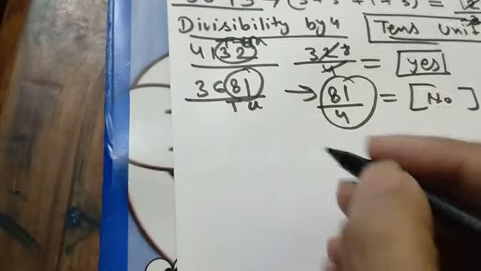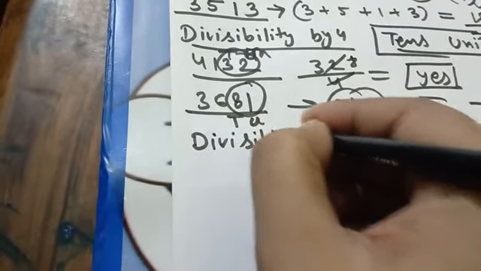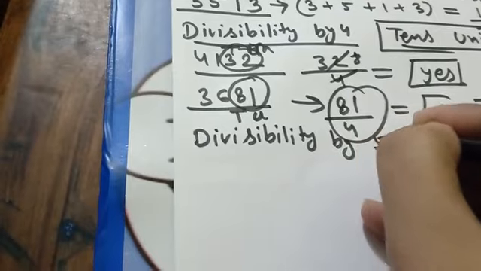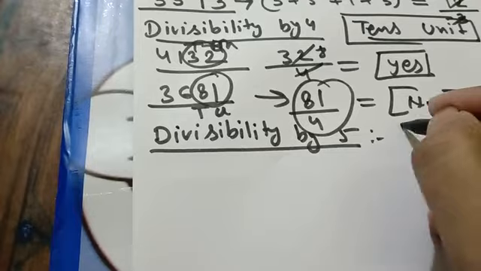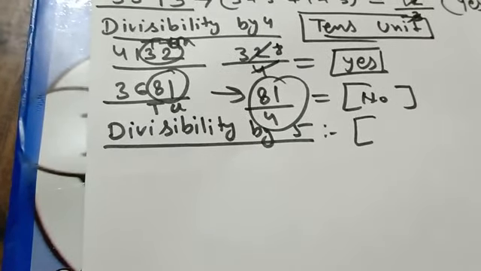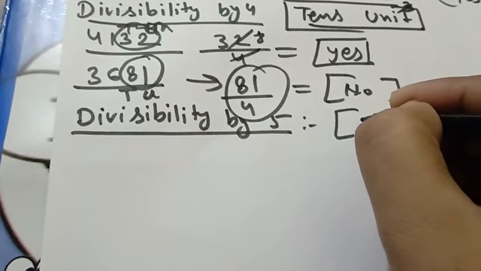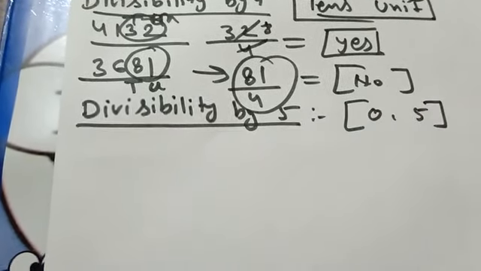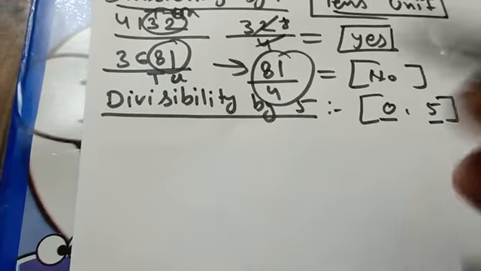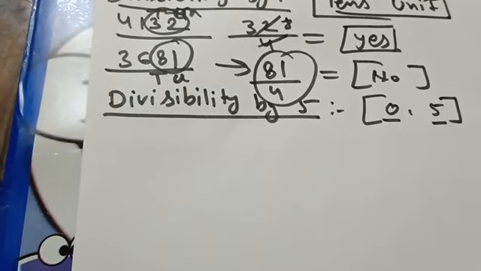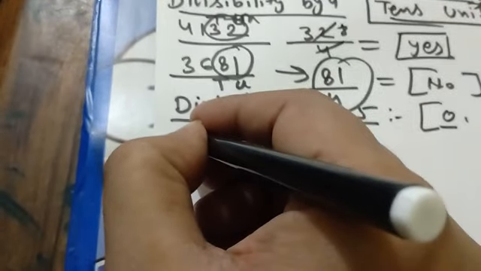Divisibility test by 5. For the divisibility test by 5, the rule is very simple. If the unit place is 0 or 5, then the whole number will be divisible by 5. So let's take an example.